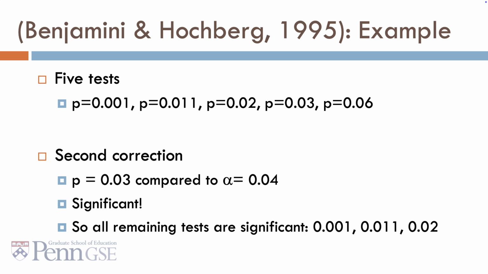In our next one, p of 0.03 is lower than alpha of 0.04. Alpha times n minus 1, because it's our second test, divided by n. So we're comparing to 0.04. 0.03 is lower than that, and that's significant. So we say that all of the remaining tests are also significant. 0.001, 0.011, 0.02, we don't even look at them.